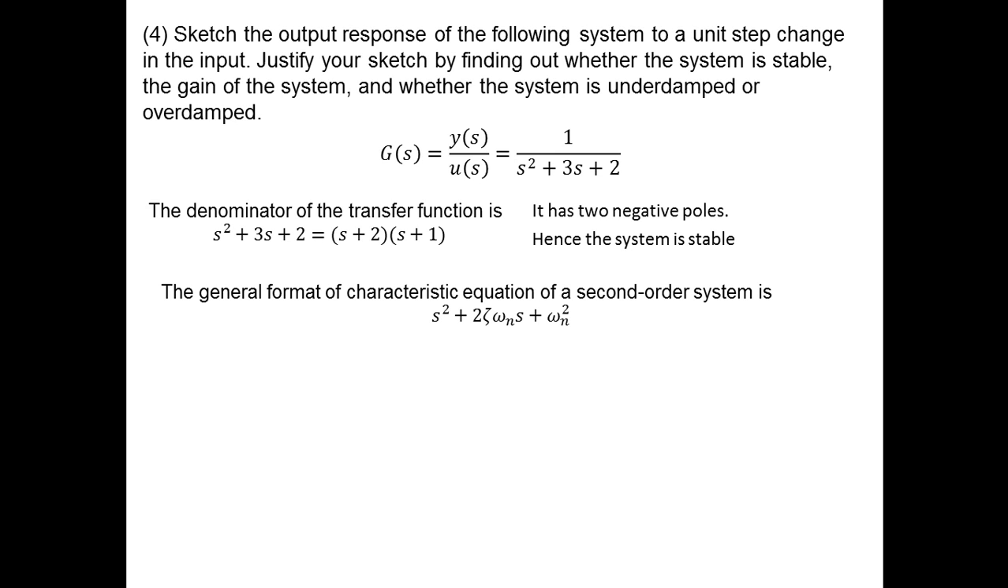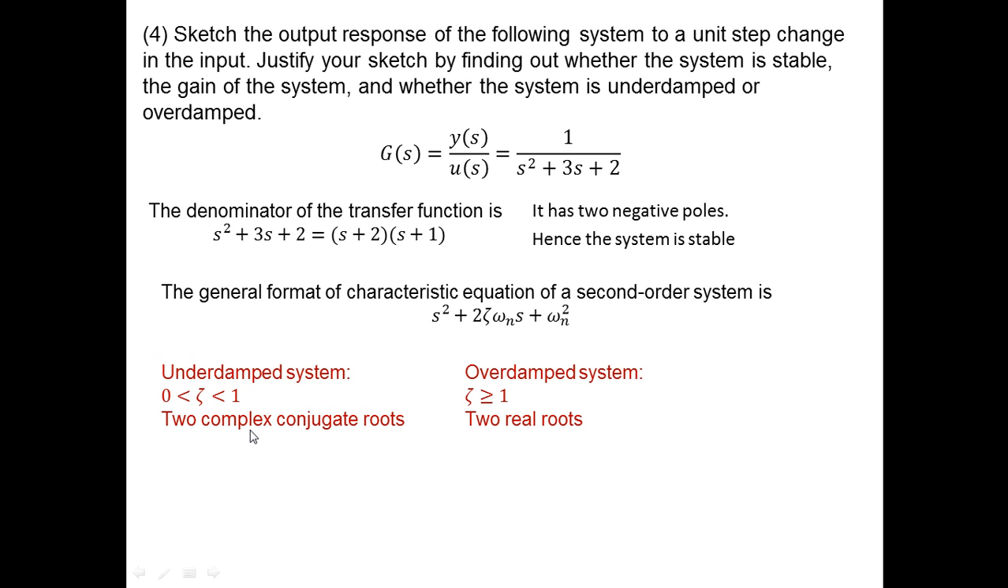The general format of a characteristic equation of a second order system is s squared plus 2 zeta omega n s plus omega n squared, where zeta is the damping ratio of the system and omega n is the natural frequency of the system. Before saying whether this transfer function is overdamped or underdamped, I define the underdamped system. A system is underdamped if its damping ratio is bigger than 0 and less than 1, or if it has two complex conjugate roots. Otherwise, the system is overdamped if its damping ratio is bigger than 1 or if it has two real roots.